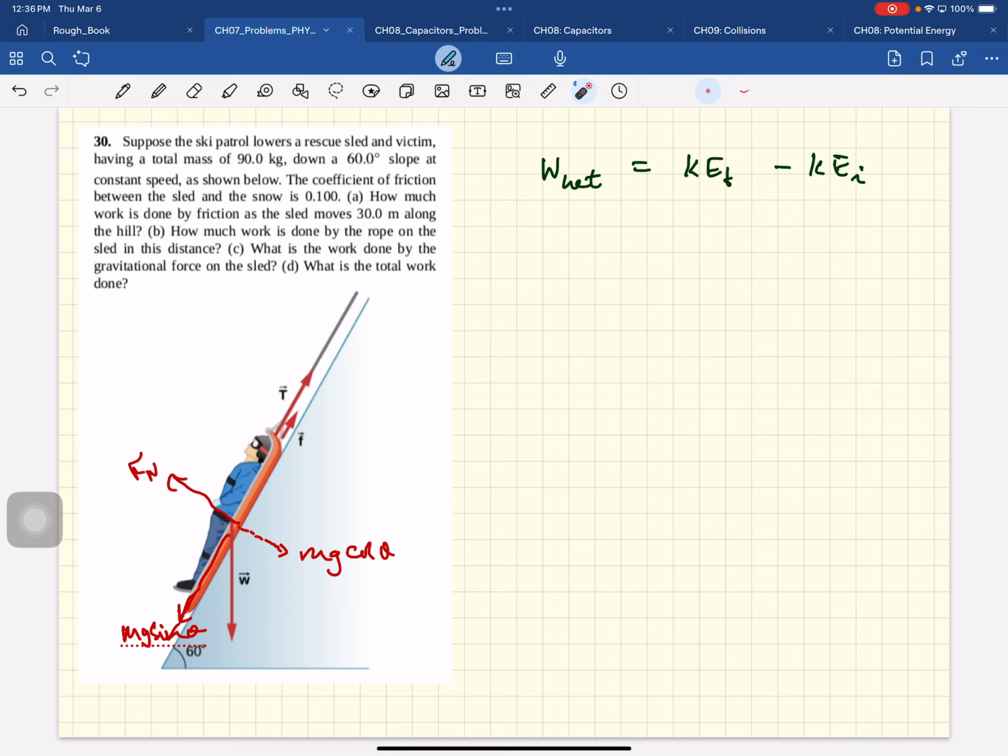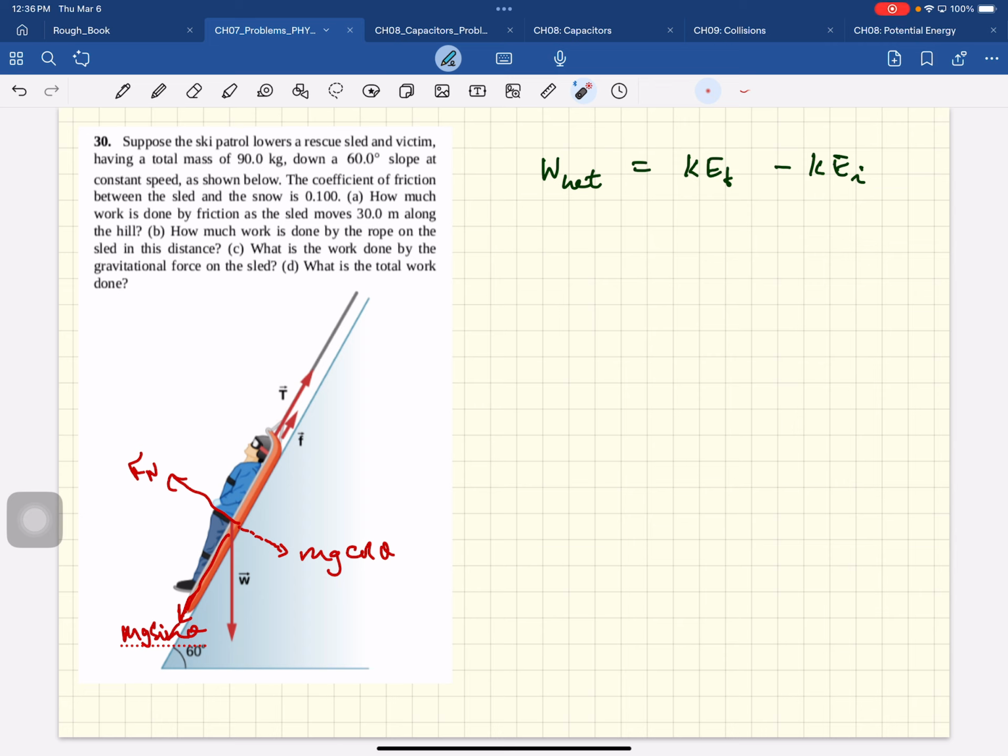You'll see that this guy does positive work. The force of gravity does positive work. It's this component of gravity that does positive work. This component of the gravitational force does 0 work. This guy does 0 work. So this guy does positive work, and these two guys do negative work. So the net work done by these two guys should cancel the work done by these guys.